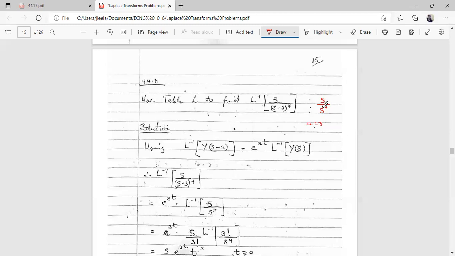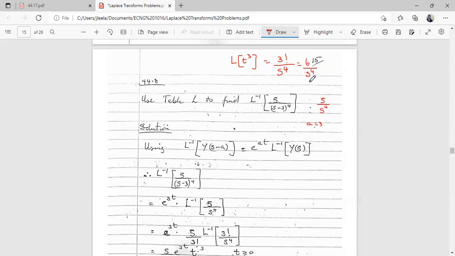Now we know the Laplace inverse of this here. What is your Laplace inverse of 5 over S to the power 4? We know that the Laplace of t to the power 3 is 3 factorial over S to the power 4, 3 plus 1. And that works out to be what? 6 over S to the power 4.